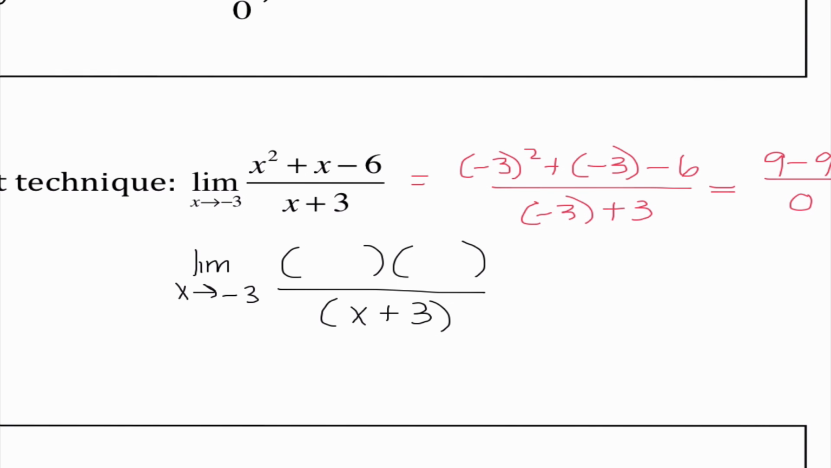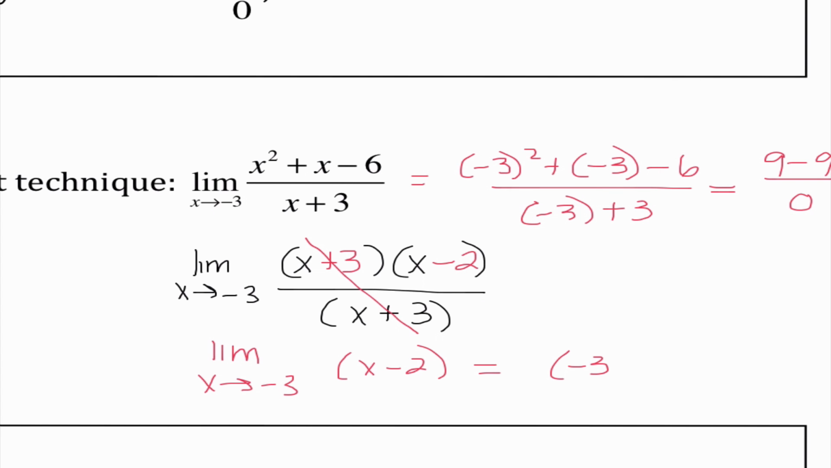But with x squared plus x minus 6, I know it can be x, and I need to think what factors of negative 6 add up to be 1. And I'm thinking positive 3 and negative 2. These two factors cancel out. So now what I'm going to do, I'm going to find the limit as x approaches negative 3 of x minus 2. At this point, I can use direct substitution, and I get that our limit is negative 5.